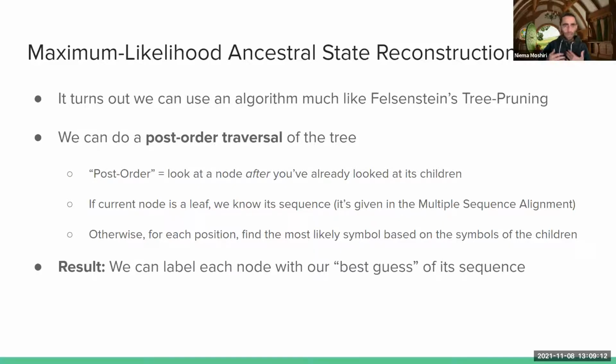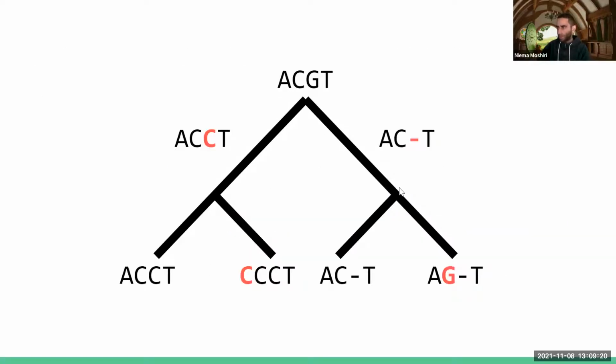And the result is that I can label every single node of my tree using my best guess of the sequence. So every one of these branches, I can label with what I think the best guess is for the sequence at that node. So this might be this node's sequence, this is this node's sequence, and then this is this node's sequence. Does that make sense?